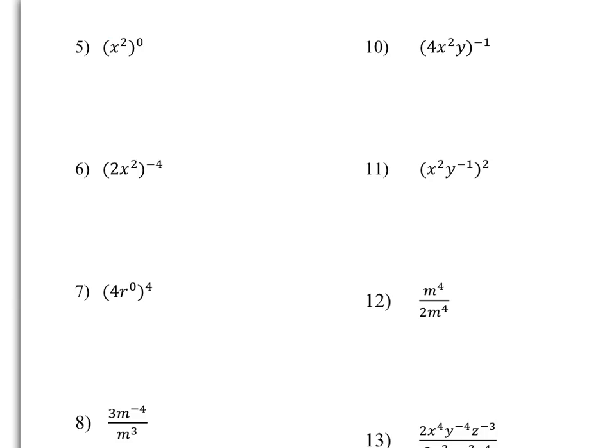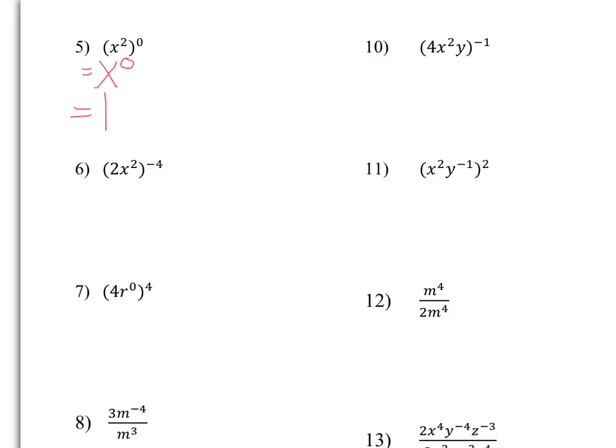For number 5, I have x squared to the 0th power. We know that 2 times 0 is 0, so we get x to the 0th, which equals 1. It always equals 1. Anything to the 0th power is 1 except for 0, which is undefined.